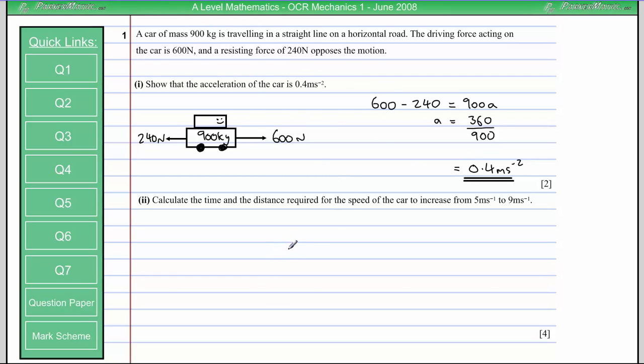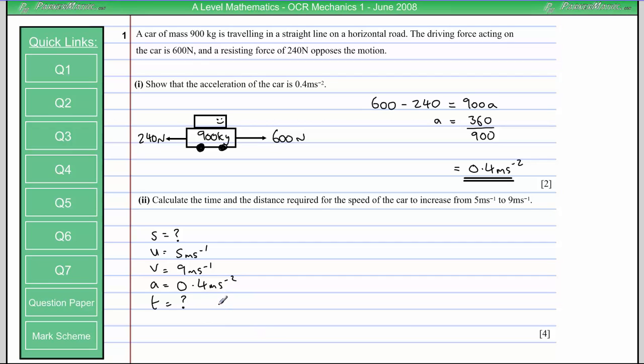In part 2, we need to calculate the time and the distance required for the speed of the car to increase from 5 meters per second to 9 meters per second. So we'll start by writing down our values for SUVAT. Displacement's unknown. The initial velocity is 5 meters per second. The final velocity is 9 meters per second. The acceleration is 0.4 meters per second squared. We found that in part 1. And the time is also unknown.